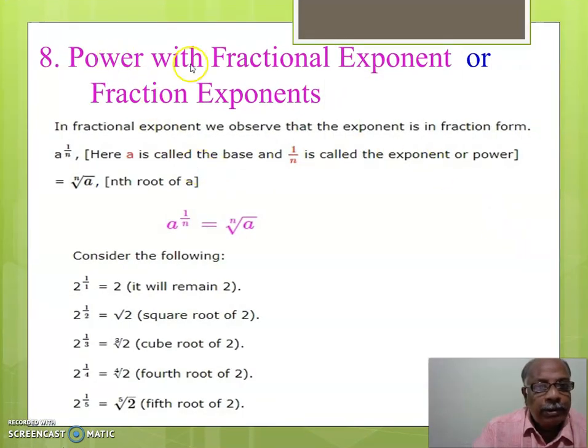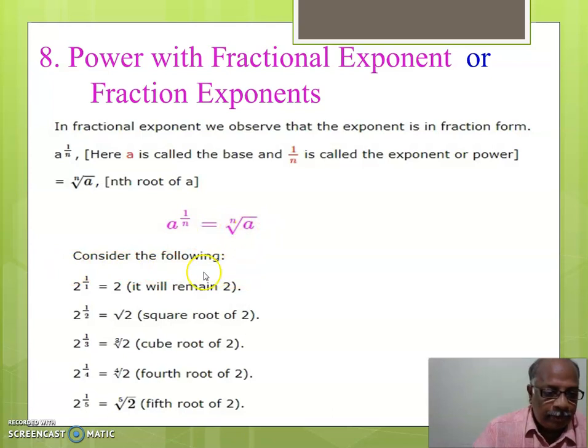8th rule. Power with fractional exponent. In a fractional exponent, we observe that the exponent is in fraction form, a to the power of 1 by n. Here a is called the base, 1 by n is called the exponent or power. That is equal to the nth root of a. A to the power of 1 by n is equal to the nth root of a.